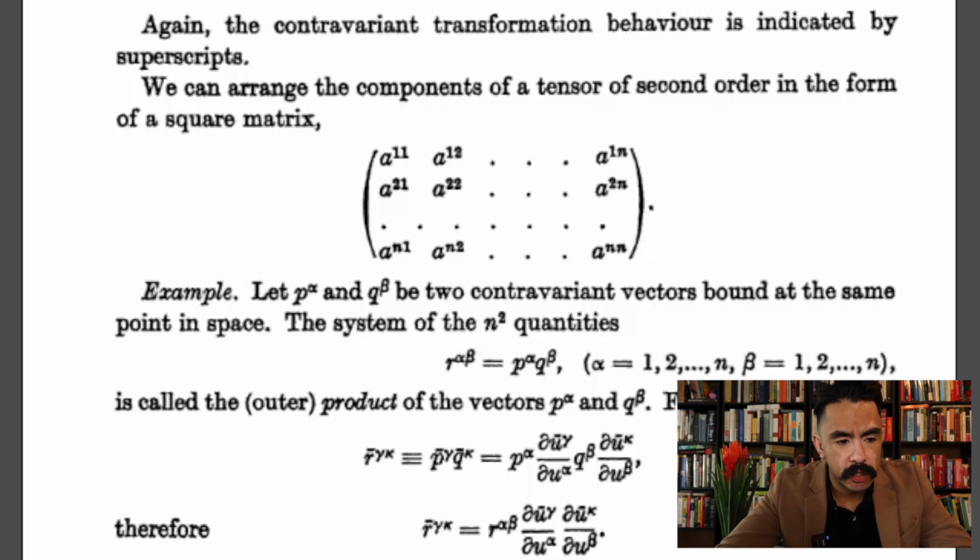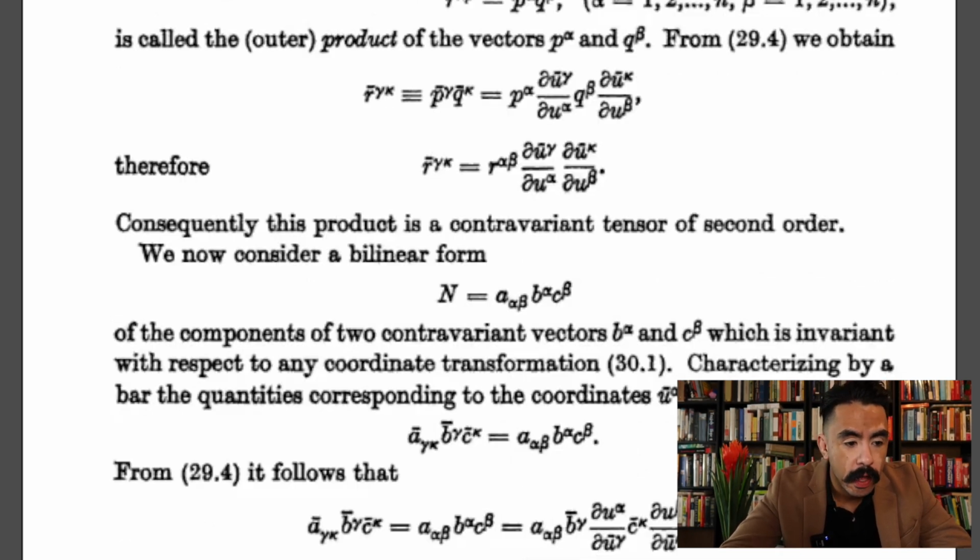We can arrange the components of a tensor of second order in the form of a square matrix, where the first column is A11 and then A21, etc. through AN1, and so on and so forth through the nth column, which is given by A1n, A2n, etc. through ANN. For example, let P superscript alpha and Q superscript beta be two contravariant vectors bound at the same point in space. System of the n squared quantities R alpha beta equals P alpha Q beta, where alpha can be 1 through n and beta can be 1 through n, is called the outer product of the vectors P alpha and Q beta.